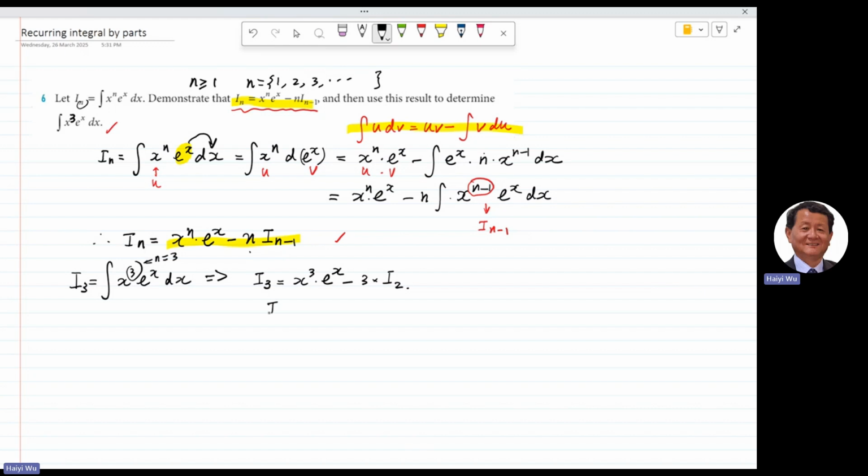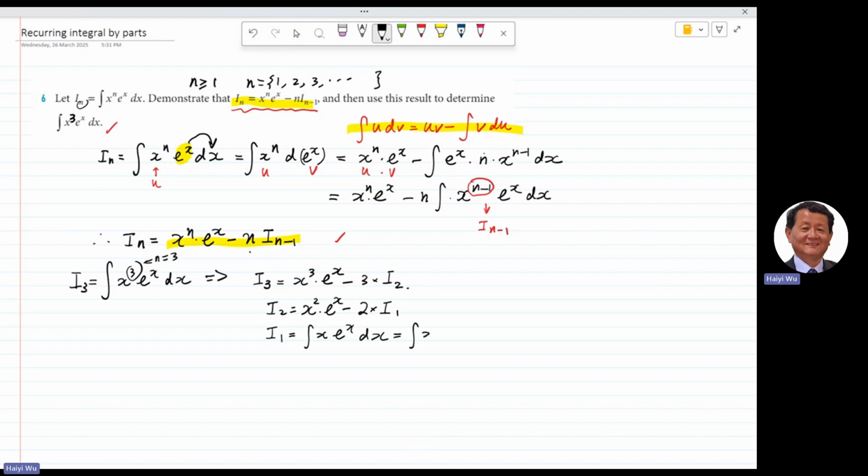So now I'm going to do I2. I2 is x to the power of 2 e to the power of x, minus 2 times I1. Then I'll do I1. So we just keep going because we need to find I1. I1 is just x to the power 1 e to the power x, which is easy.